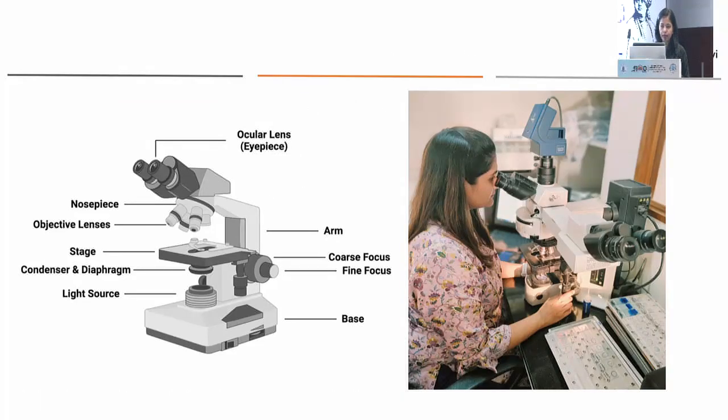This is a light microscope versus a fluorescence microscope. The light microscope is used for trypan blue staining, and the fluorescence microscope for KOH and CFW staining.